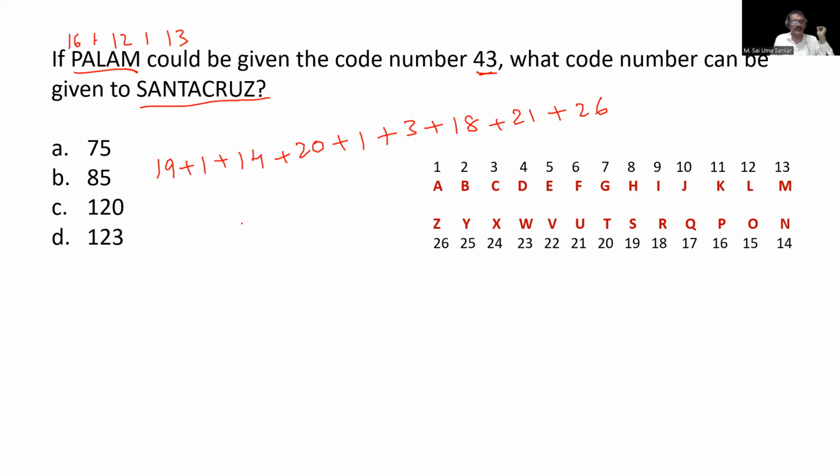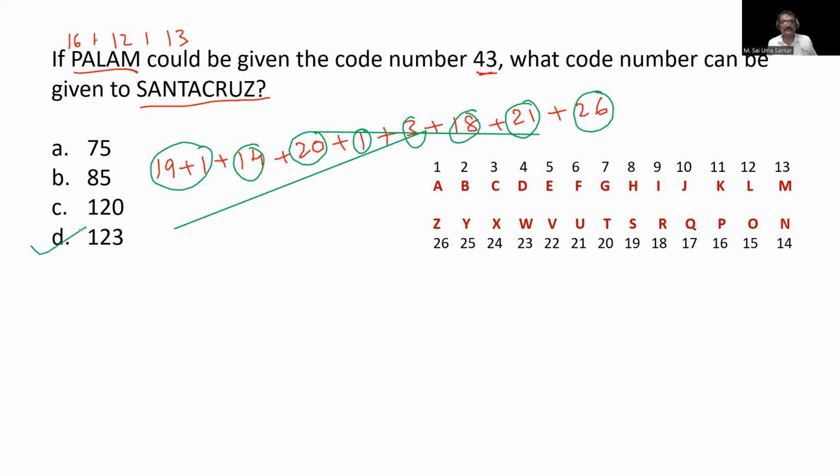Just to add. How to add? If you observe, 19 plus 1 is equal to 20. First, you take a rounded number. 20 plus 20, 40. And next, 26 plus 14, that is equal to 40. 40 plus 40, 80. Okay. Now, 80 plus 21, 101. 101 plus 2, 103. 103 plus 18, 121, plus 3... 123. So, what is the answer? Option D is the correct answer. That's it.